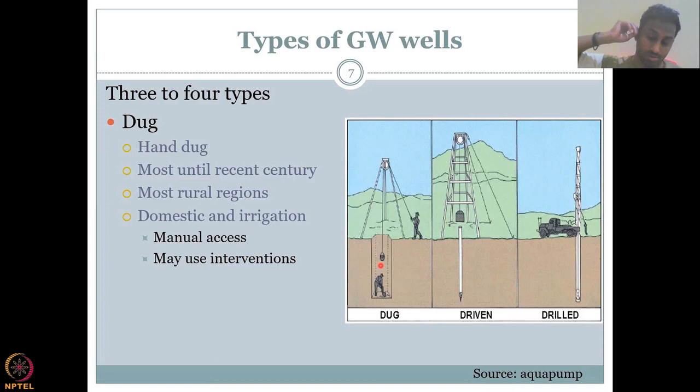Hand means they use tools. Of course, it's not like digging in with the hand. And it is the most used well until the recent century, because in the recent century there's more mechanization happening. How people can bring in these big machines to take water is still a riddle, because you cannot have that every time. But still, these dug wells are coming in most Indian regions.